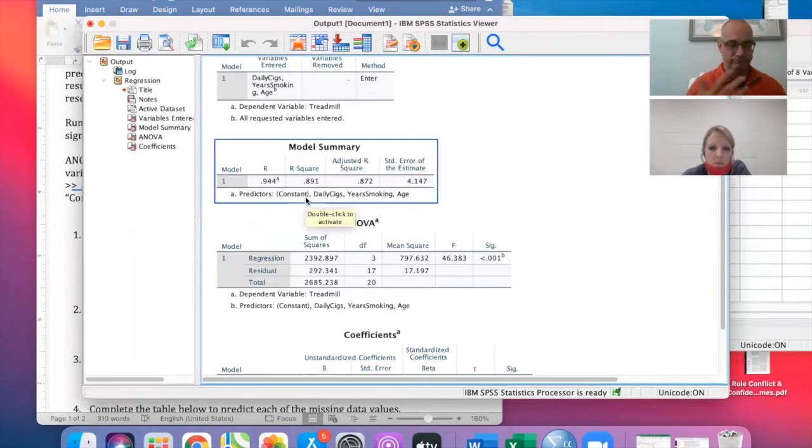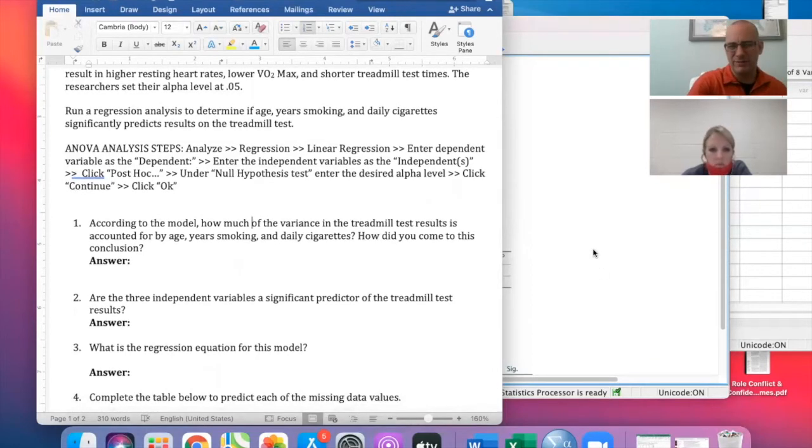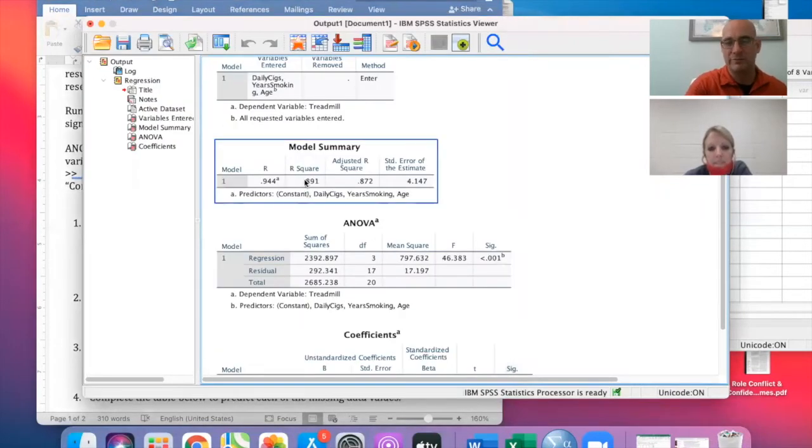And in pretty straightforward terms, what that's saying is that about 89% of the variance or variability in the treadmill results is accounted for by the combination of age, years smoking, and daily cigarette use. That's a strong predictor model. So that's kind of how we would answer question number one. Any questions about the correlation or coefficient of determination, that R squared value?